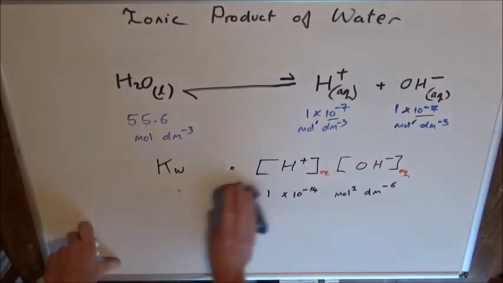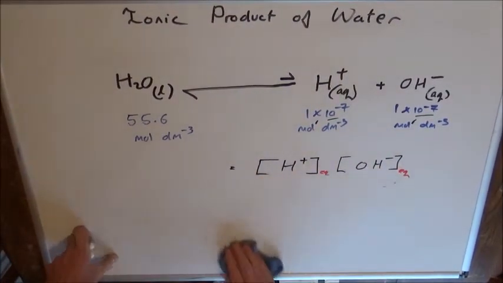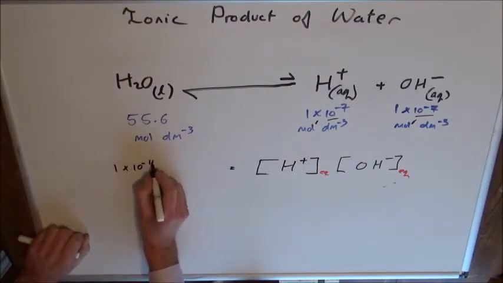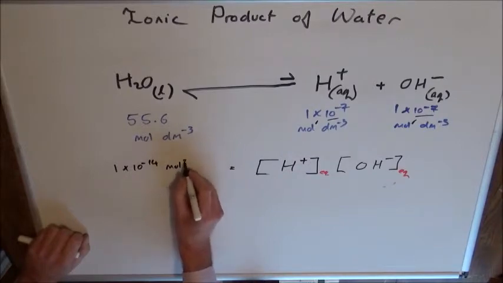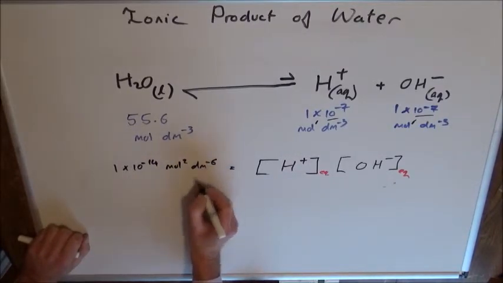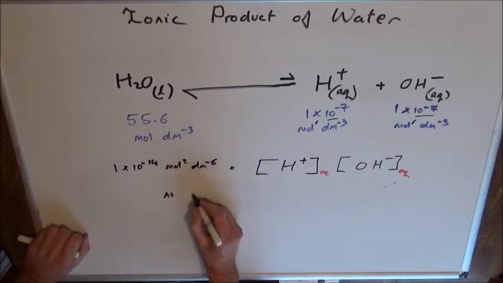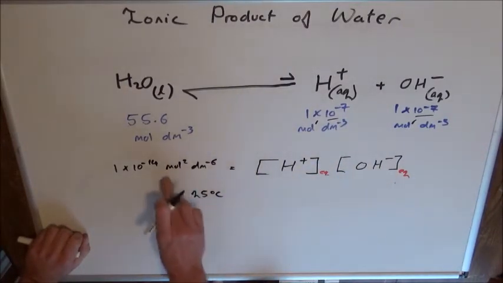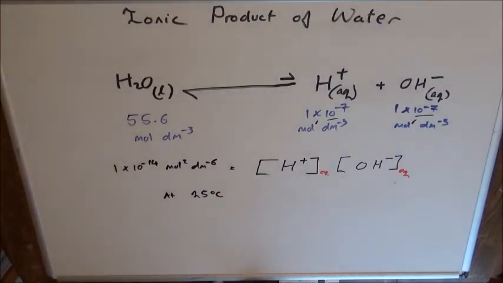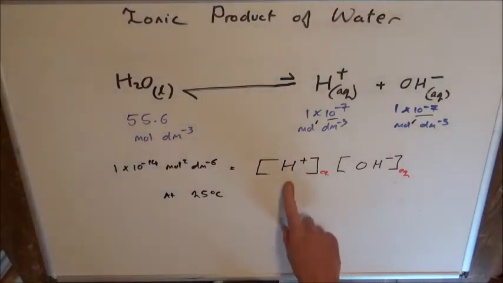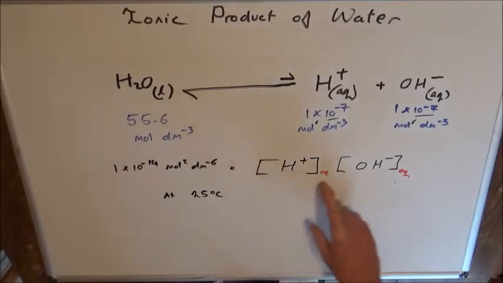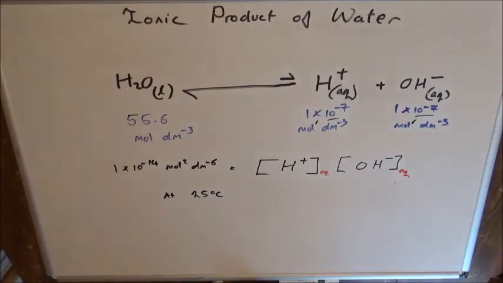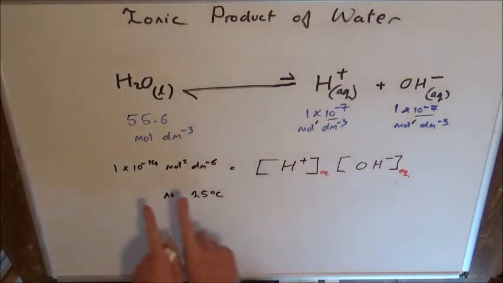So I can just put that one over here. We say 1 times 10 to the minus 14 moles squared dm to the minus 6. So at 25 degrees C, the concentration of these two always has to equal this constant. So if I do increase the H plus by adding some acid, then the hydroxide ion has got to decrease in proportion, so that when you multiply these two together you get this constant.